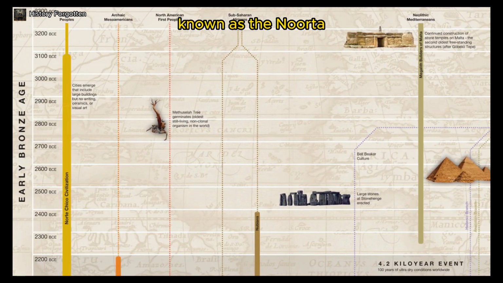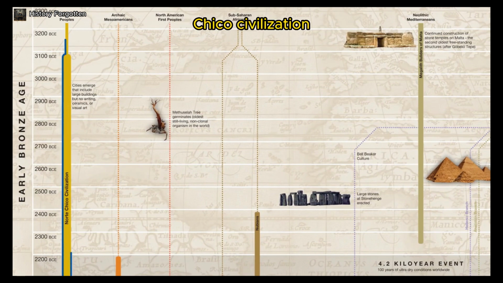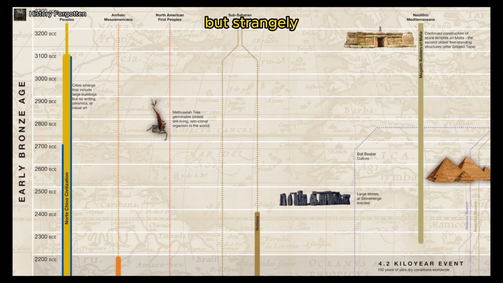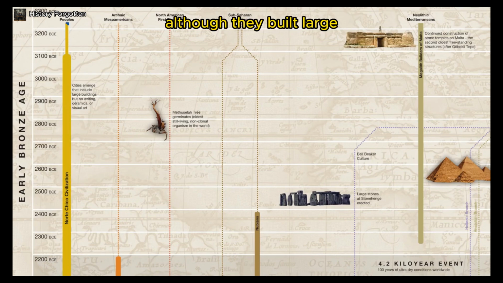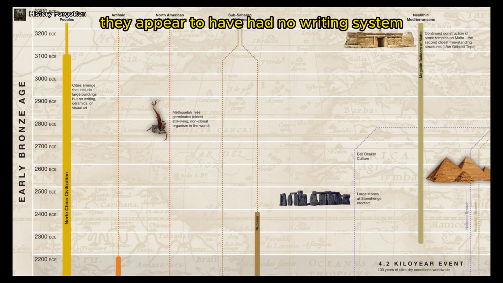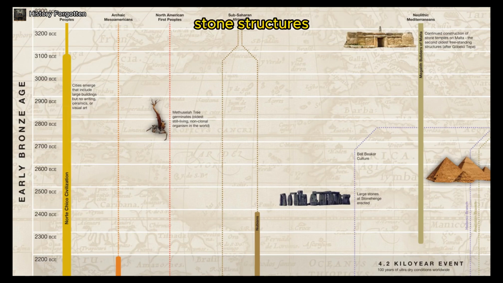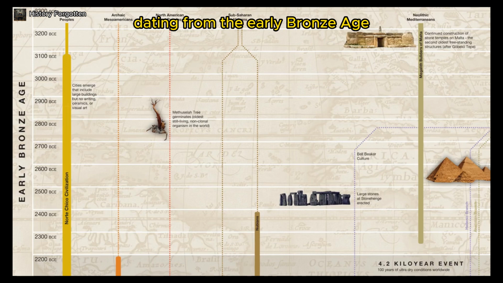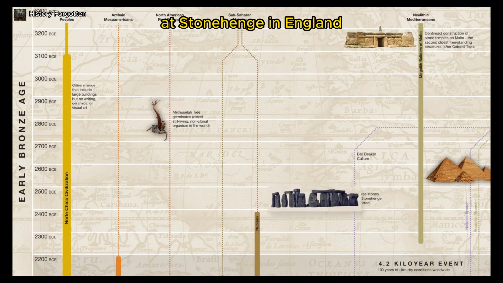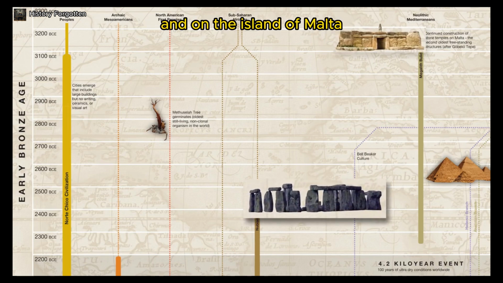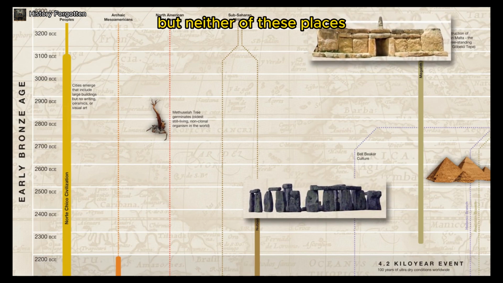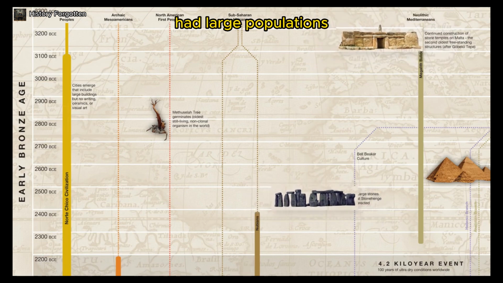There, a culture known as the Norte Chico civilization was thriving. But strangely, although they built large stone structures, they appear to have had no writing system and no pottery. Stone structures dating from the early Bronze Age can also be found at Stonehenge in England and on the island of Malta. But neither of these places had large populations.